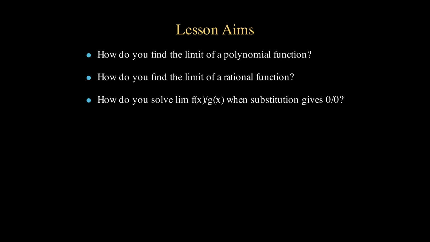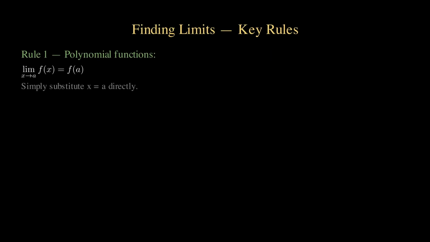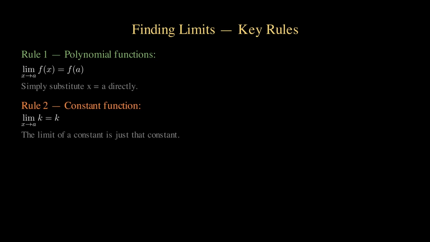Let's start with the 3 key rules. Rule 1, and this is the most powerful shortcut in this lesson. If f of x is a polynomial function, then the limit as x approaches a is simply f of a. Just substitute directly. Rule 2, the limit of a constant is just that constant. No matter how x behaves, if the function always equals k, the limit equals k.